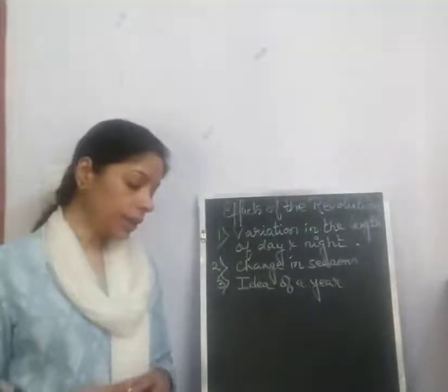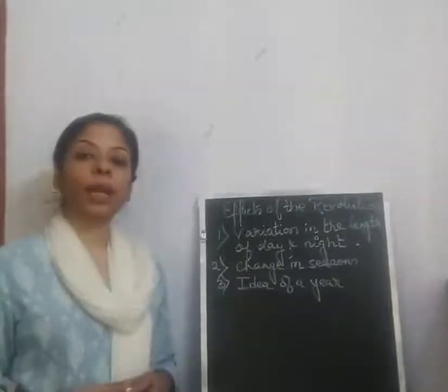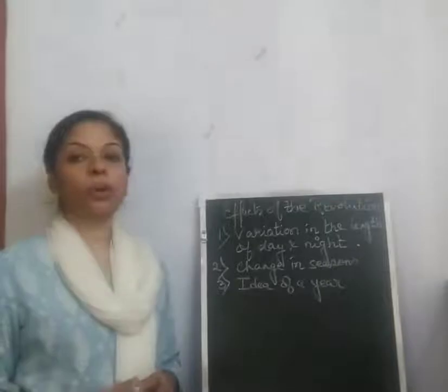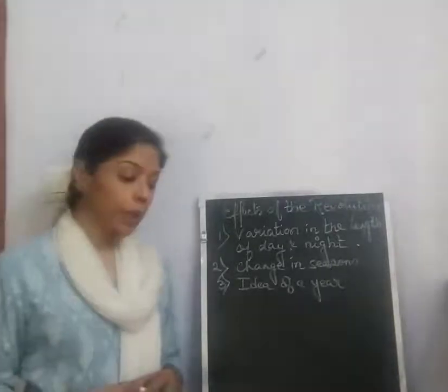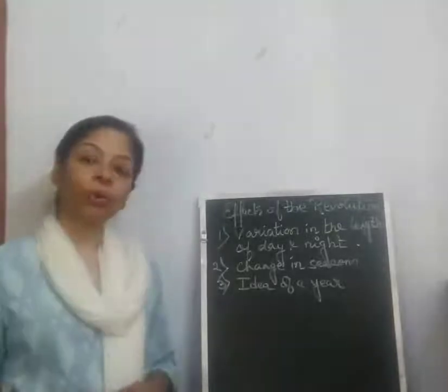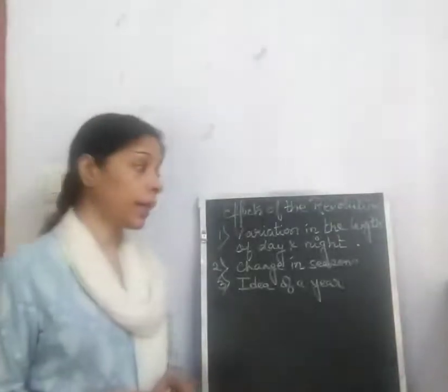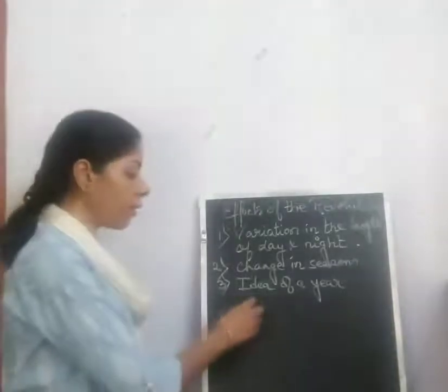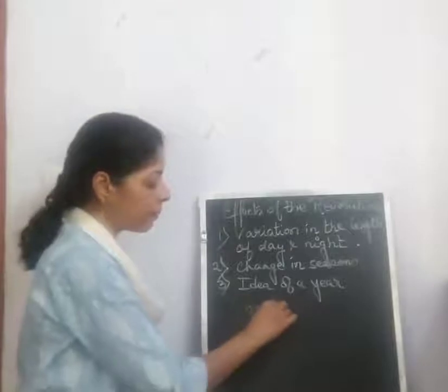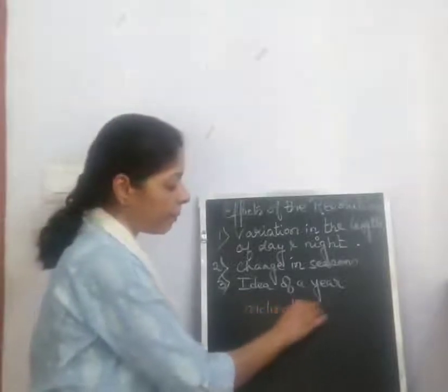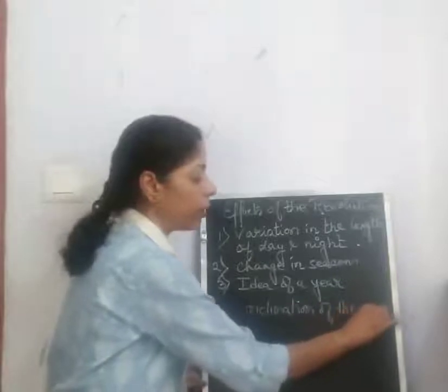Now, why is there a variation in the length of day and night, or why is there a change of seasons on the Earth's surface? We have to find out these reasons. Before doing that, we need to know that the main reason for the variation in the length of day and night is, we can say, the inclination of the Earth's axis, and also the Earth's revolution.